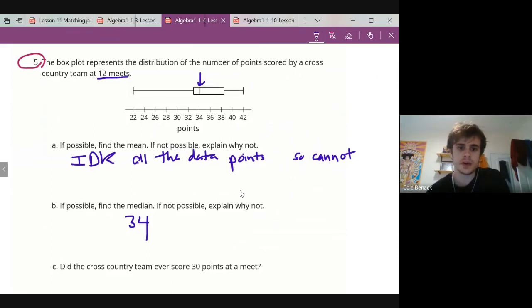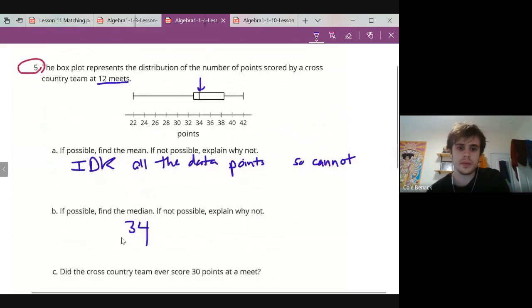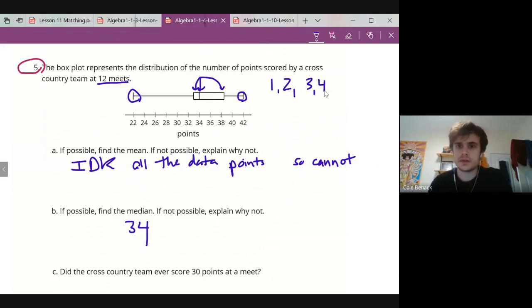Did the cross-country team ever score 30 points in a meet? Exactly 30? I don't know. The only numbers I know have to be exact are the min and the max. Like we talked about earlier, these 3 numbers sometimes are exact numbers, sometimes are averages. It depends if the data set is even or odd. Right, if I have an odd data set, let's see, numbers all the way up to 7, then I know I'm going to have a number right here in the middle, perfectly in the middle, 4. I also know that now if I look at my first half of my numbers, I can find the number that's perfectly in the middle there too. Same up here. You can find a number perfectly in the middle, 6.